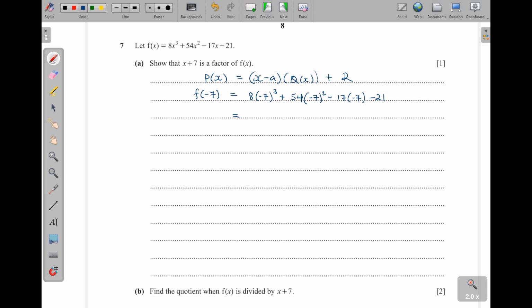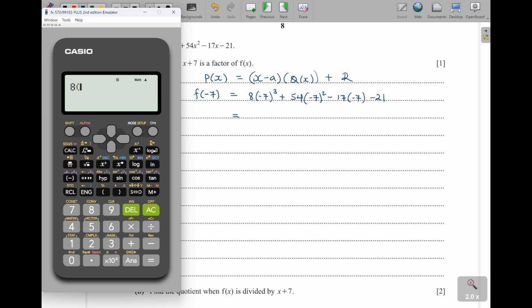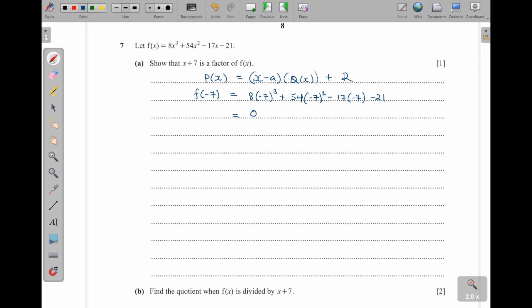Now let us just put this in the calculator. 8 into negative 7, then cubed, plus 54 into negative 7, then squared, minus 17 into negative 7, and then minus 21. It gives us a 0. So that means this one is a factor.